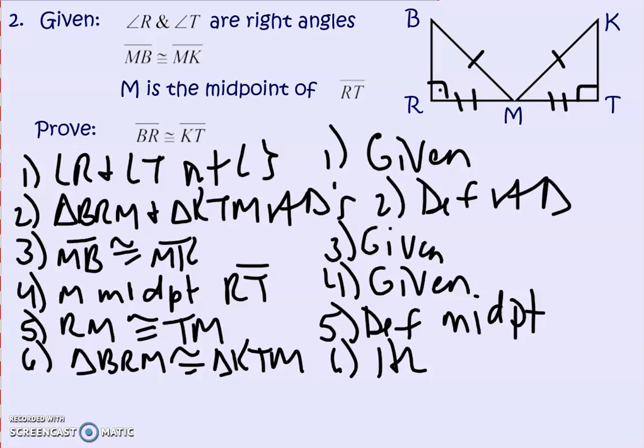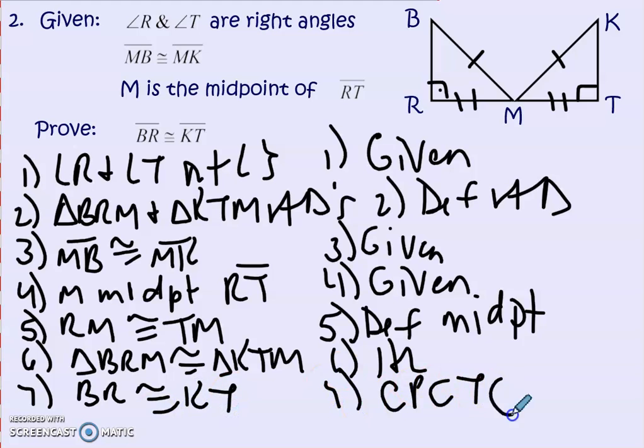So now that our triangles are congruent, the other 3 pairs of parts that we haven't used are also congruent, which means we can now say that BR is congruent to KT using CPCTC. Corresponding parts of congruent triangles are congruent.